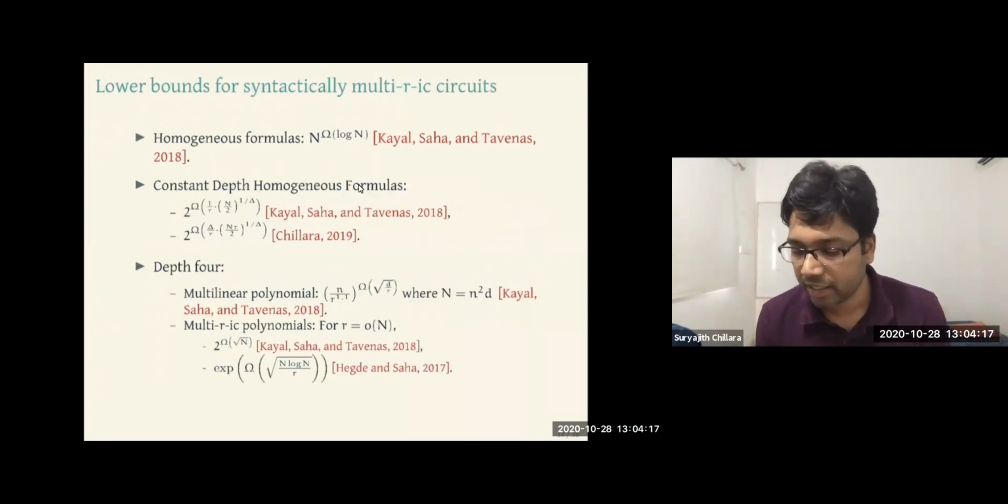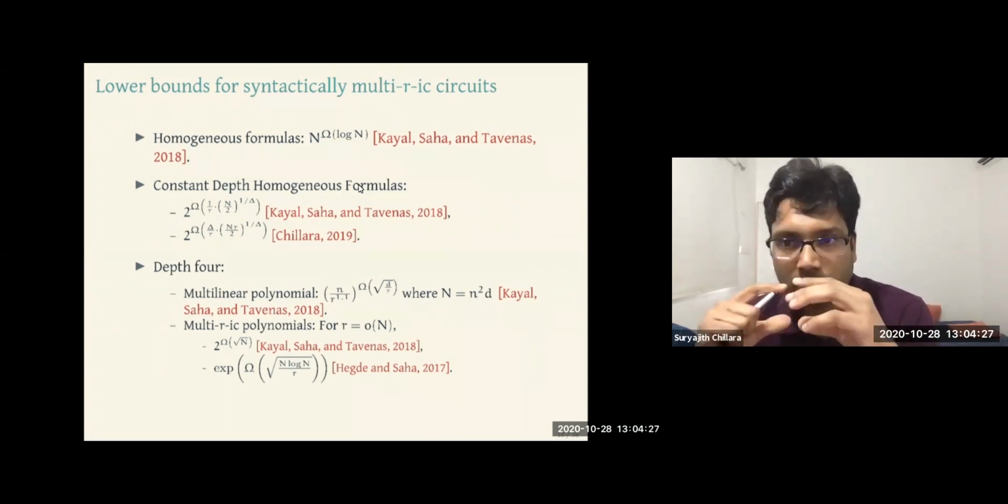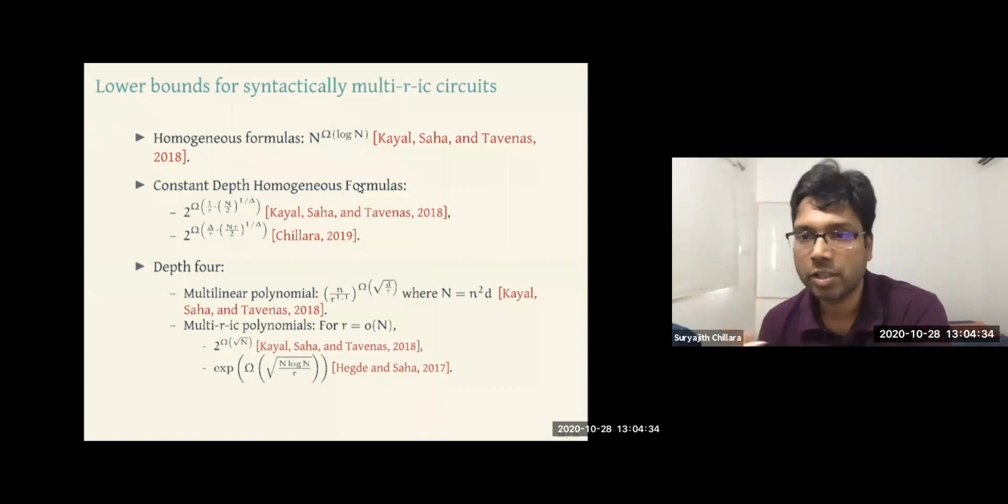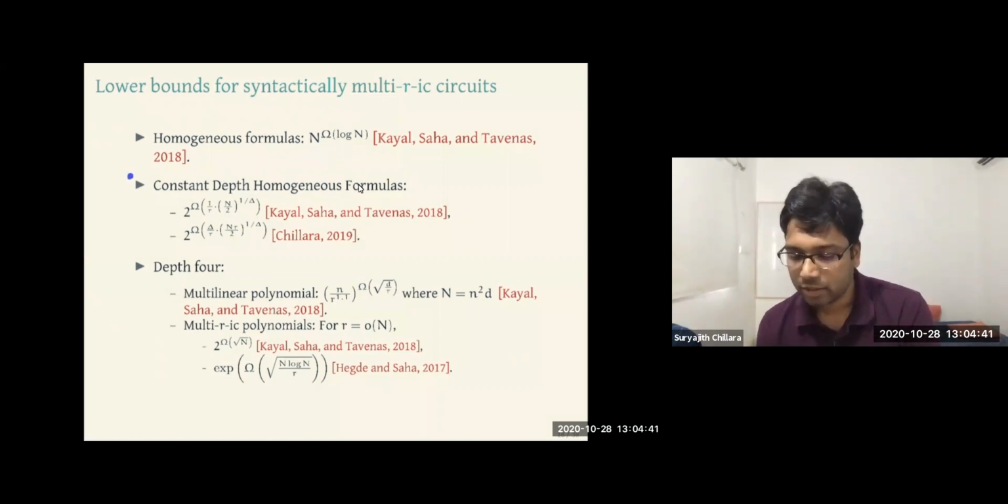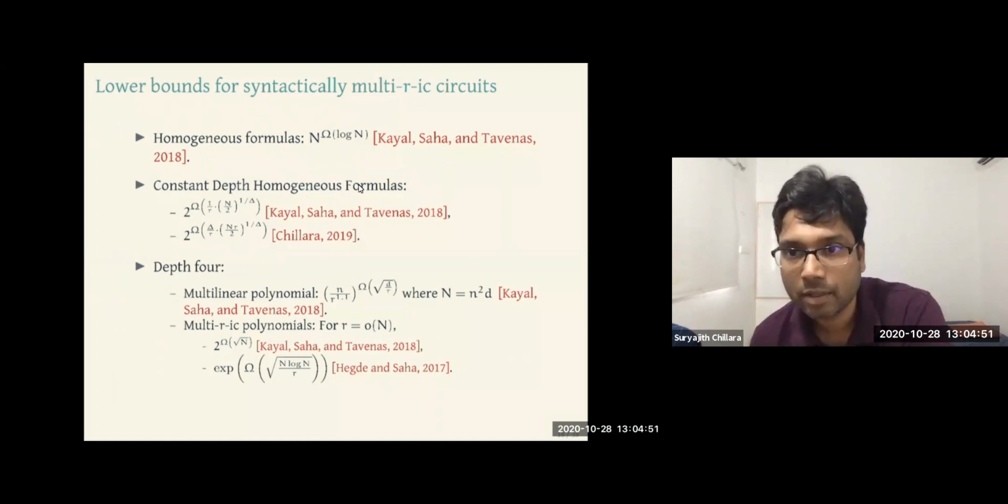We know that if you consider formulas, in particular homogeneous formulas, which are those formulas where every node computes a homogeneous polynomial, and the output also is a homogeneous polynomial, in such a setting you have really good lower bounds. Similarly, you have lower bounds for constant depth homogeneous formulas. However, the focus of this talk is depth 4 multi-array circuits.